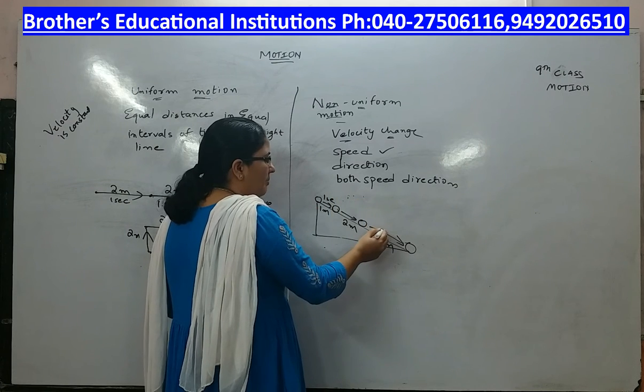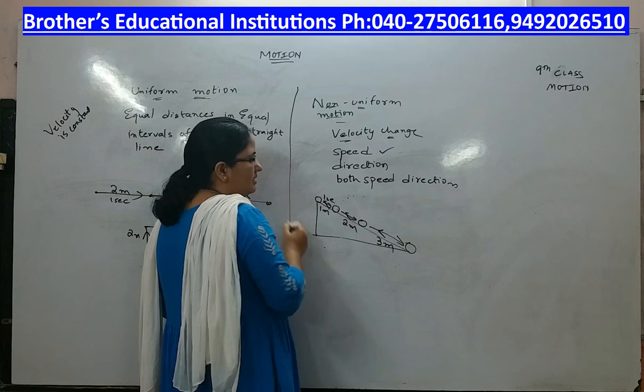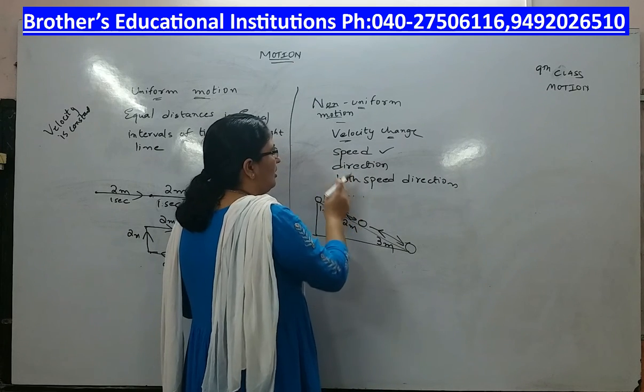Similarly, while going up it will travel like this, right? So this is an example of non-uniform motion.